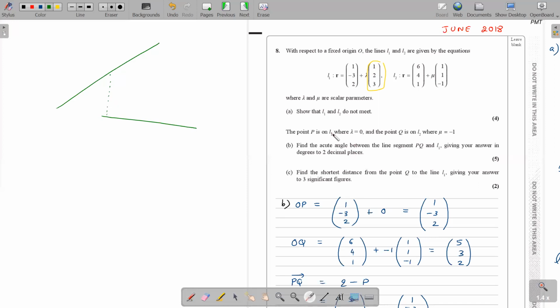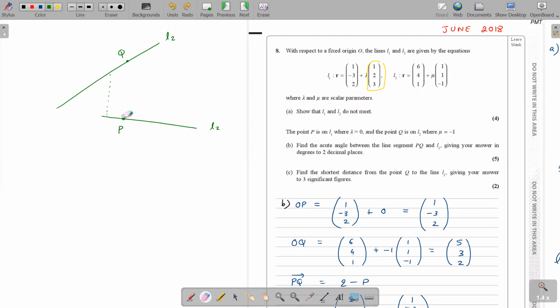We know that line 1 and line 2 do not meet. So they ask you to find the shortest distance from point Q to line 1, giving your answer to 3 significant figures. What we'll do is mark all the information that we got in parts A, B, and C. In part A, we found line 1 and line 2 do not meet. Okay. In part B, they say point P is on line 1 where lambda is 0. And point Q is on line 2. So here I'll just mark point Q randomly. Point Q is on line 2, where mu is -1.